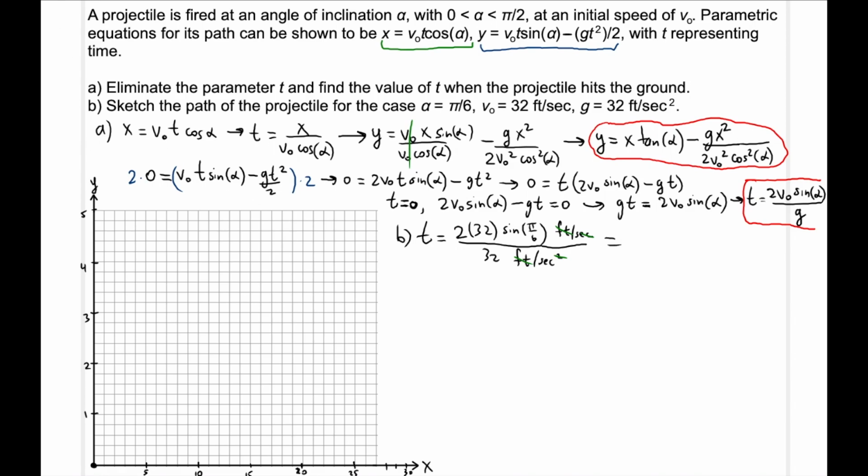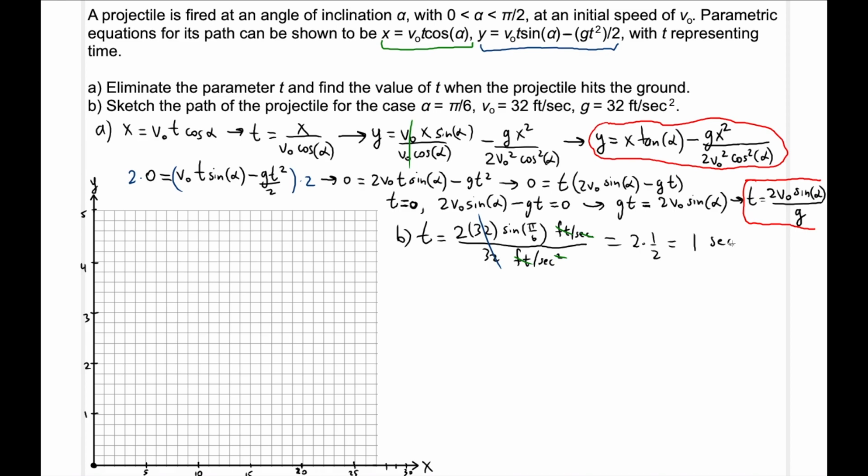All right, so notice also that the 32's cancel out, and sine of pi over 6 is 1/2, right? So we get 2 times 1/2 times 1/2, which is 1. So the time at which the projectile hits the ground will be 1 second.